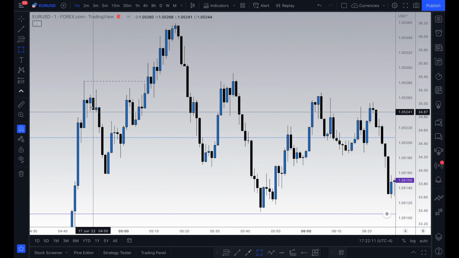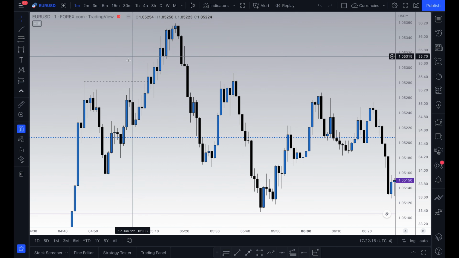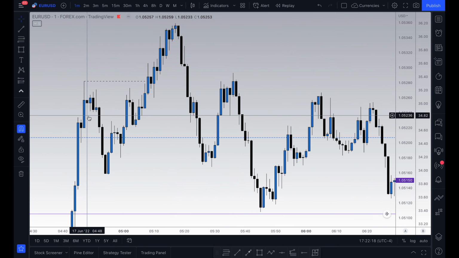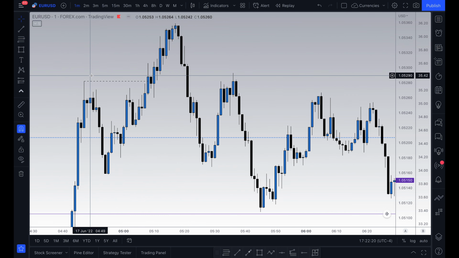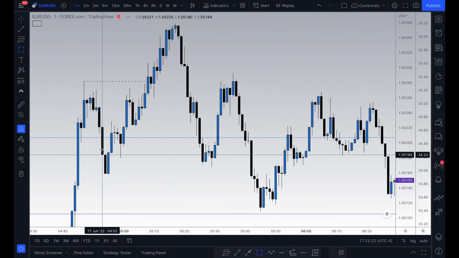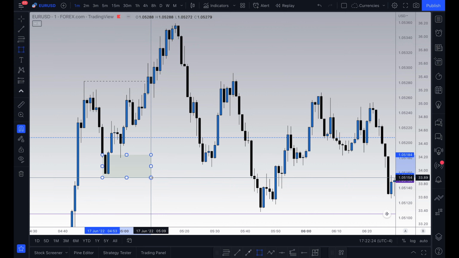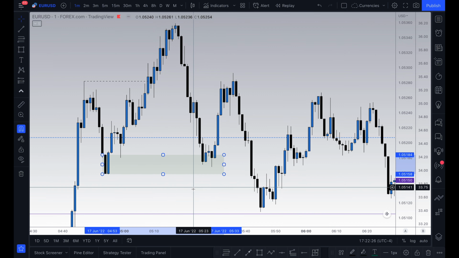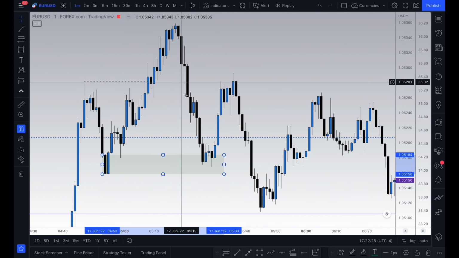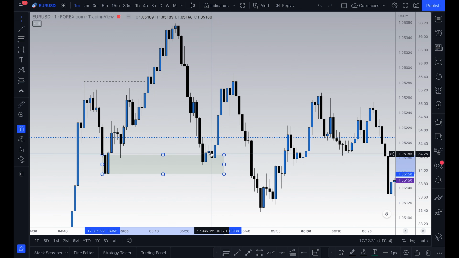So the first thing that I see here is that swing high being taken out. Now, as that swing high is being taken out, I am looking for the bearish order block, which I found right here. And what I'm going to do is wait until price returns to that area, and I'm going to enter my trade, and I'm going to take it long.